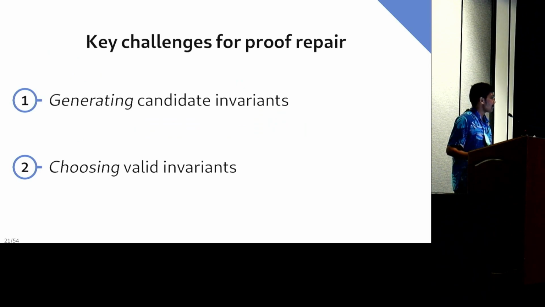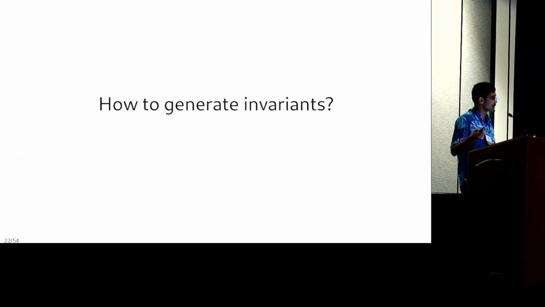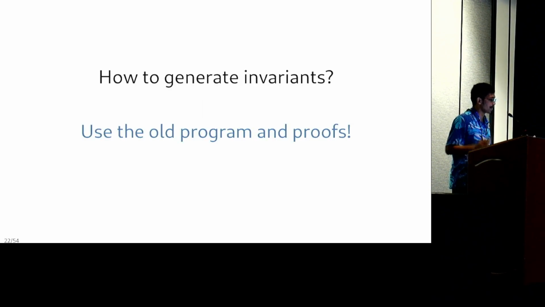And more generally, we can think of two key problems that we need to solve. The first is actually generating invariants in the first place. And the second is, even if we've generated invariants, we need to choose an appropriate invariant to fill into our proof script, because if we choose an incorrect invariant, then our proof is essentially useless. So let's look at how we can solve these, starting with the first question: how do we generate candidate invariants? Well, I already told you that the program syntax isn't that useful for generating the invariant, but one thing we do have access to is the old program, and more usefully, the old proof.